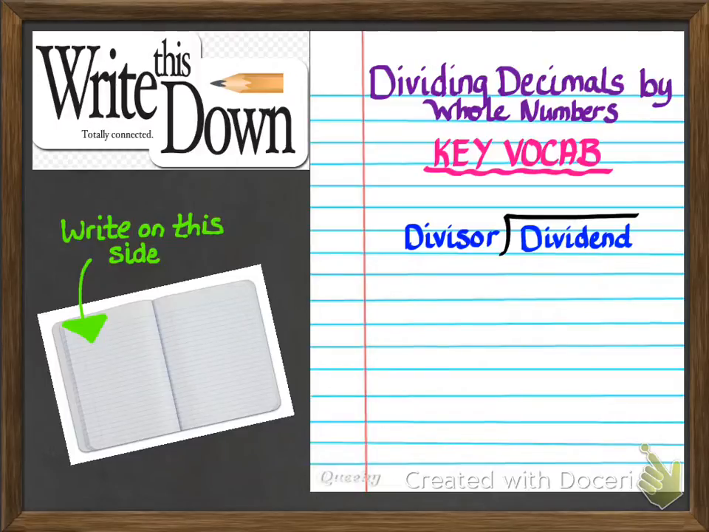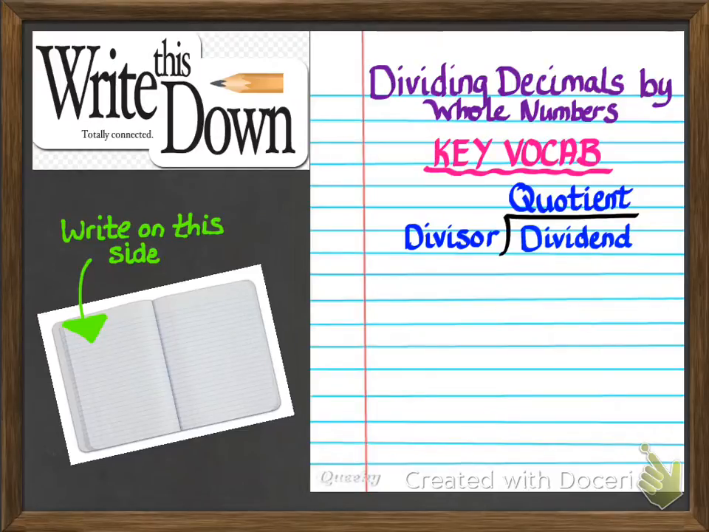Now we have some key vocabulary today that is really important because you're going to hear me use these words. So underneath the box is the dividend. That's really the first number that you read when you are reading about division problems. So that's the number that goes underneath the box. The divisor is the number that's on the outside of the box. That's the number that we are dividing by.